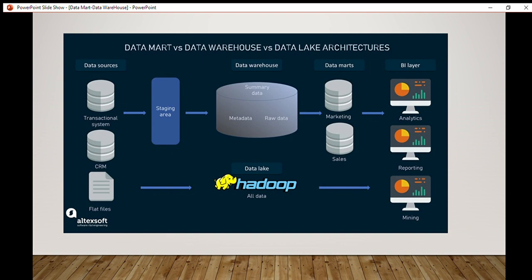Basically, if you observe here, data marts are built for specific information or for a specific subject area, for a marketing, sales, or HR department. Okay, so this is the main difference between a data warehouse and a data mart.